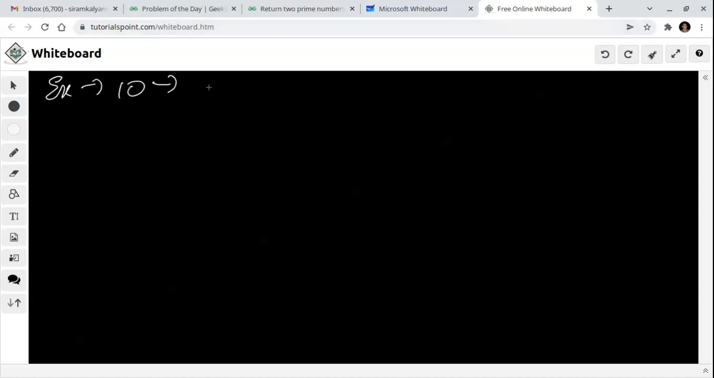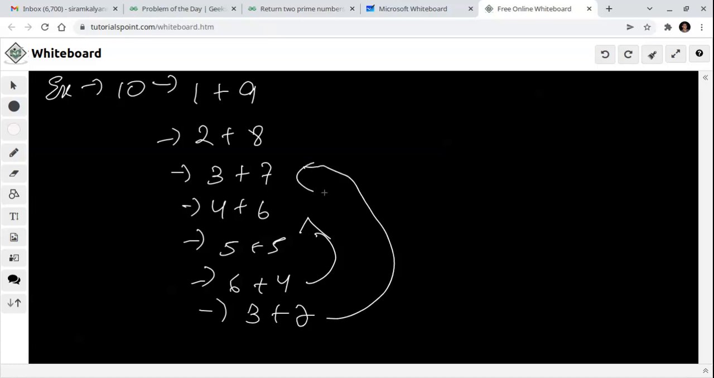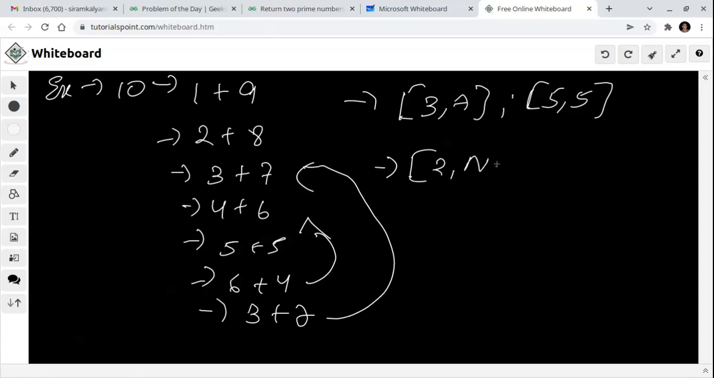So the possible combinations are 1 plus 9, 2 plus 8, 3 plus 7, 4 plus 6, and 5 plus 5, and again 6 plus 4 it will continue, and 3 plus 7 it is going to continue the same. The possible pairs which are prime for number 10 are 3 comma 7 and 5 comma 5. So the pairs will be in the range of 2 to n minus 2. We need to return the pair.